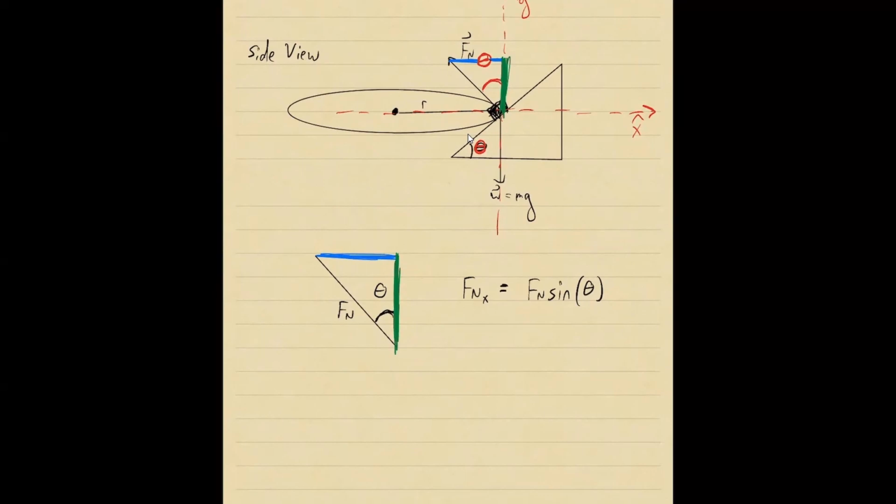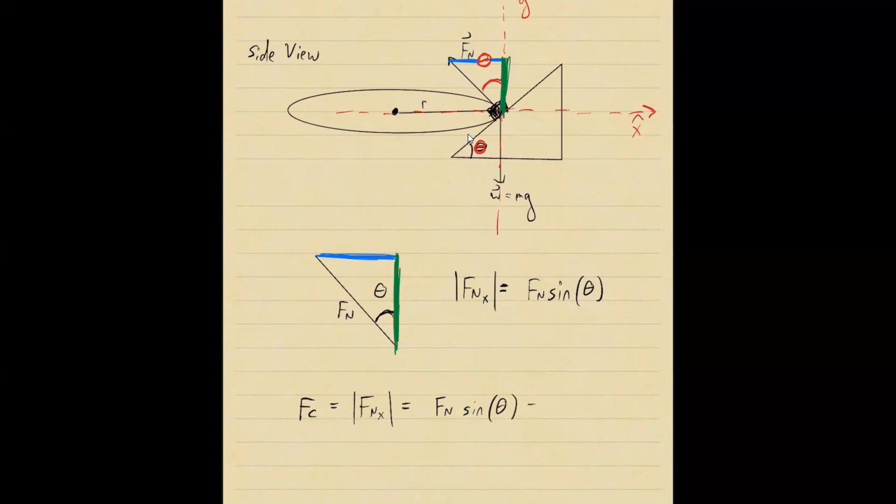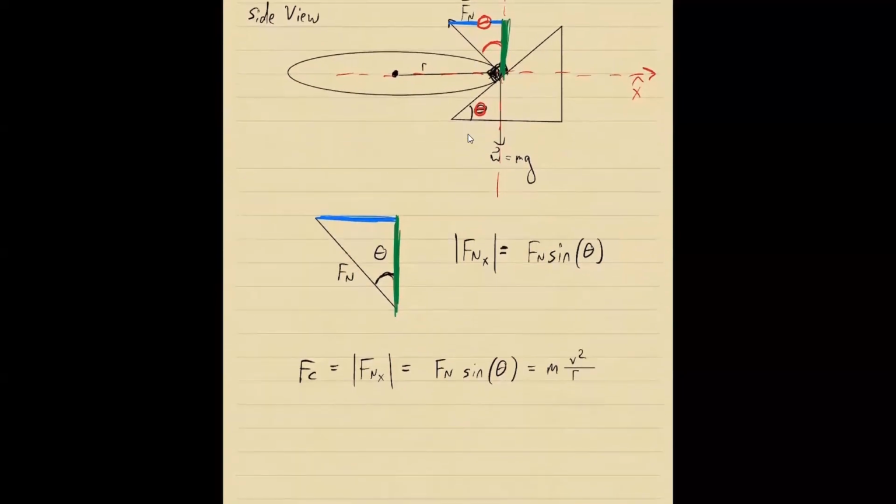So the magnitude of the centripetal force is equal to the magnitude of the x component of our normal force, the absolute value, if you want to call it. So this is going to be equal to Fn times sine of theta. But the centripetal force is also just the mass of the car times the speed of the car squared divided by the radius of the track. So this bit here, I'm going to call equation 1.